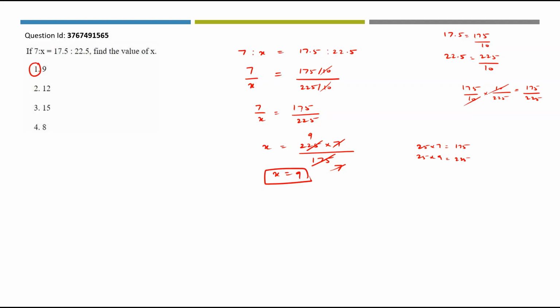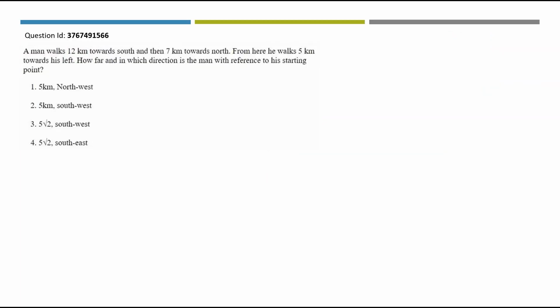Let me split it up and write 225 can be expressed as 25 into 9. Then the 7 in the numerator will stay as it is, divided by 25 into 7. This 25 and 25 will go. This 7 and 7 will go. Only 9 will remain. Next question.